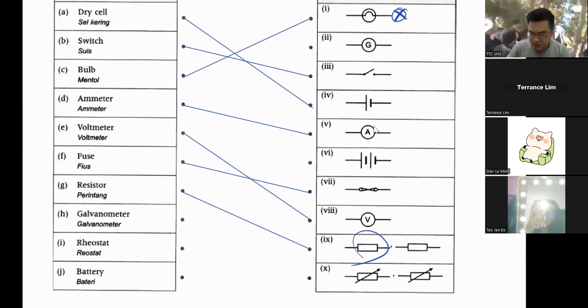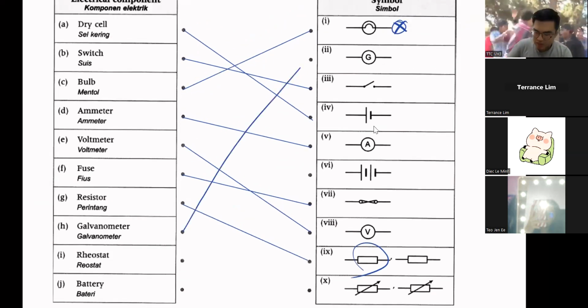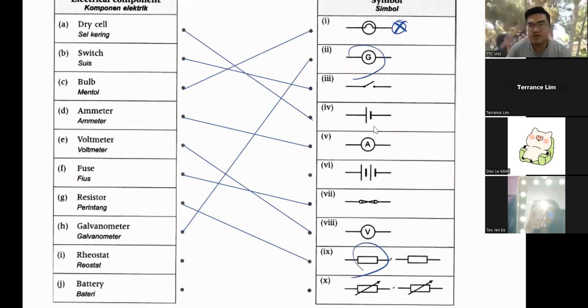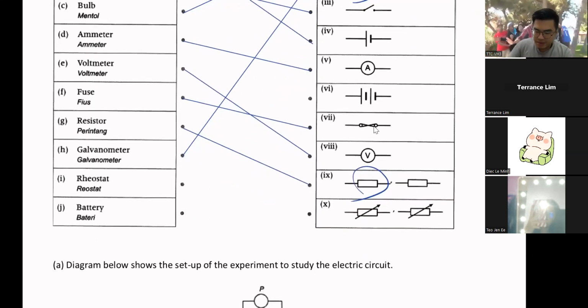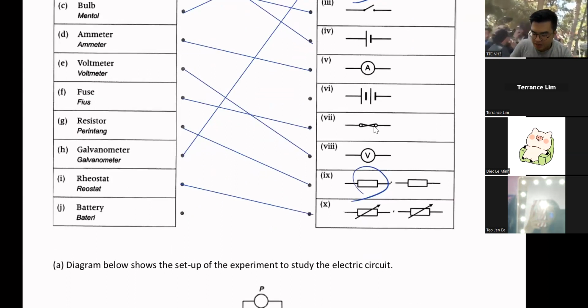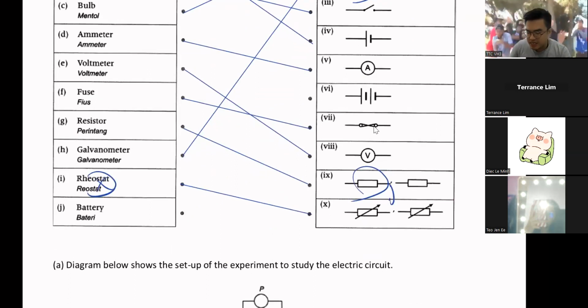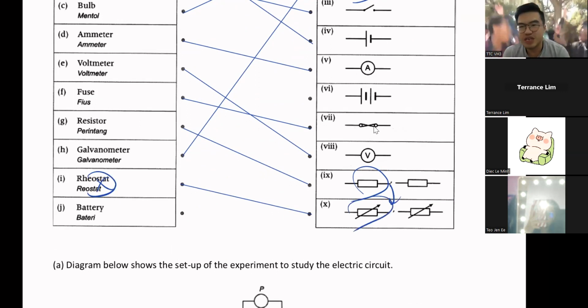Galvanometer. Galvanometer is the G one. Sir, what is a galvanometer? Okay, this is not your thing. And then a rheostat. Sir, what is a rheostat? A rheostat is a changing resistance. This is very interesting, guys. Rheostat is a changing resistance.